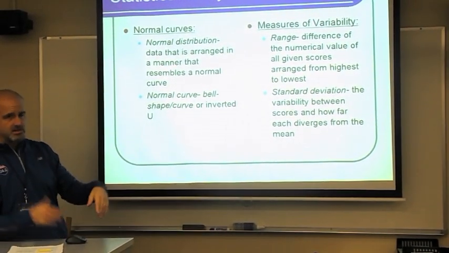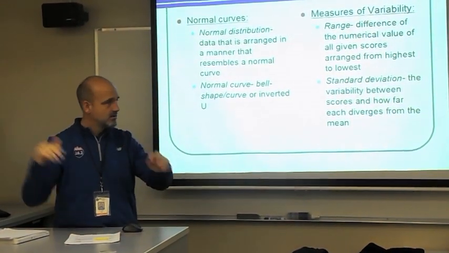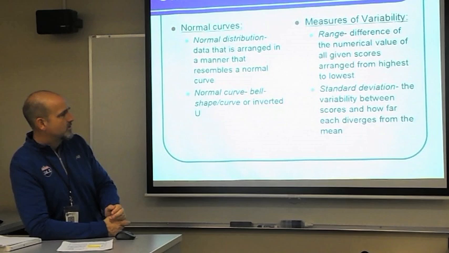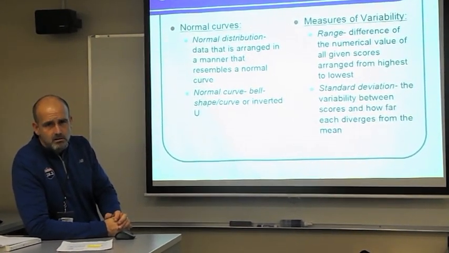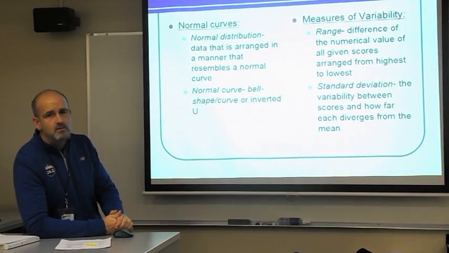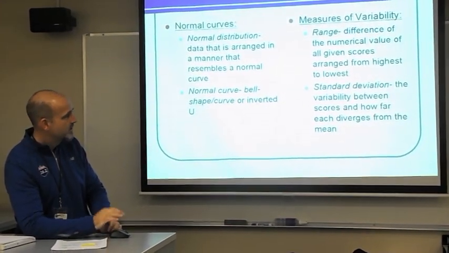So if someone scored a 3 and someone scored a 90, those are your two extremes. That's your range, from 3 to 90. Standard deviation is the variability, how numbers vary or deviate from the average, which is your mean.